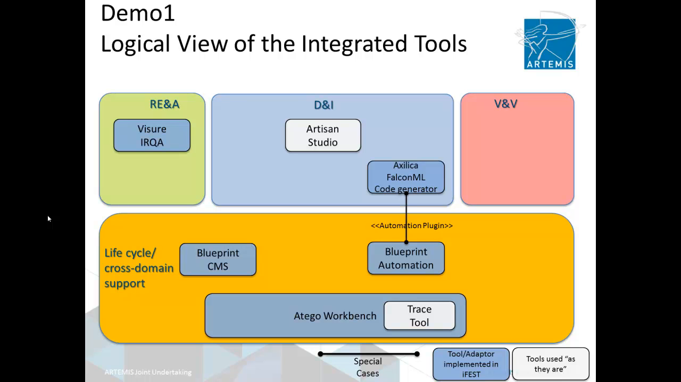source files. Atego Workbench is an integration platform with lifecycle management supporting a product through the requirements and analysis, design and implementation, and verification and validation phases of the project. It provides cross-domain capabilities to support version control, change control, baselines, document generation and traceability in a tool-agnostic manner.